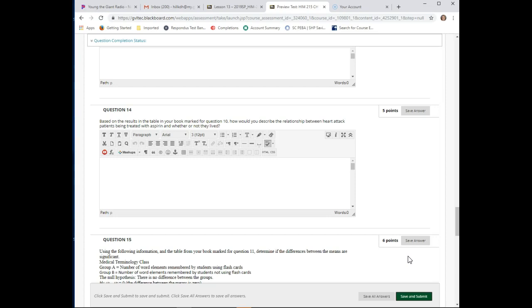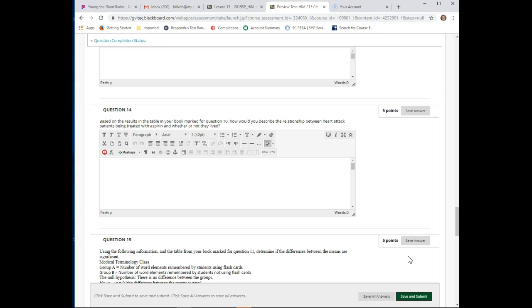something to the effect of, when you're describing this, it appears that patients treated with aspirin had a better chance of living, 15 versus 2, than those not treated with aspirin, 4 versus 8. Just by looking at the table, you can see that more male heart attack patients treated with aspirin lived.